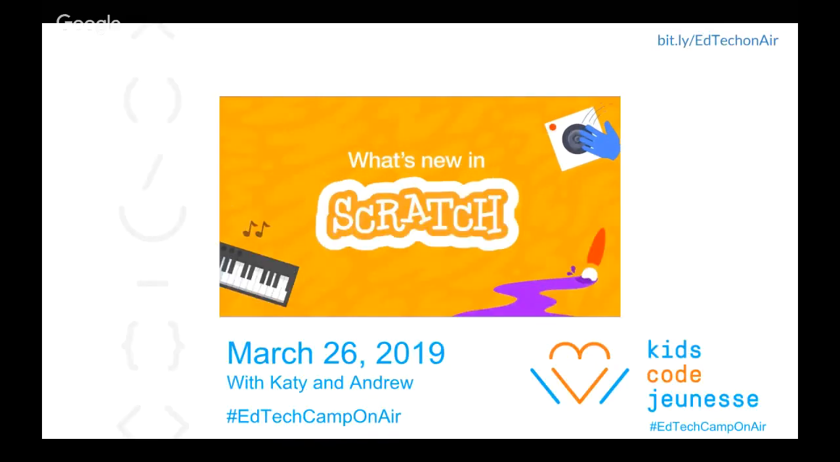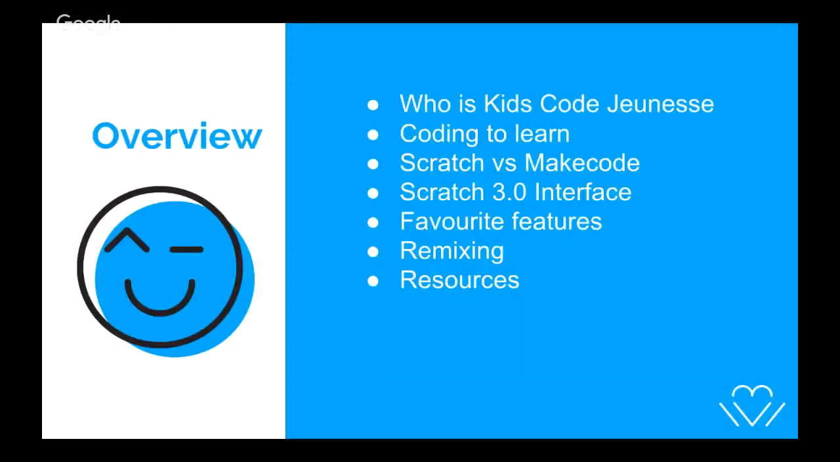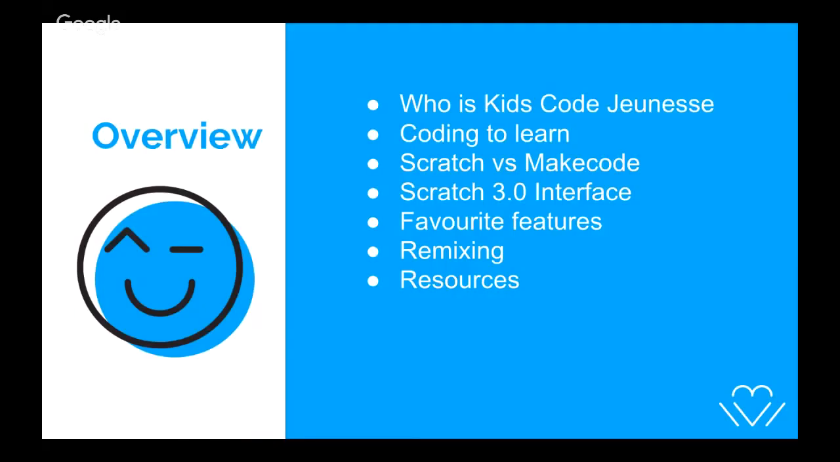Before we get into it today, we've just got a brief overview of what we'll be running through. We're going to start by mentioning briefly who we are, who Kids Code Jeunesse is, and the type of work that we do. Andrew's going to walk us through what it means to code to learn. We'll look at the Scratch platform and how that compares to MakeCode, which you would use for micro:bit, if some of us are familiar with that. Then we'll take a look at the Scratch 3.0 interface and see what's new. Andrew will walk us through some of our favorite features in Scratch 3.0. Then we've got some great projects that we'll remix together, and some resources that we're happy to share with everybody at the end of our presentation.